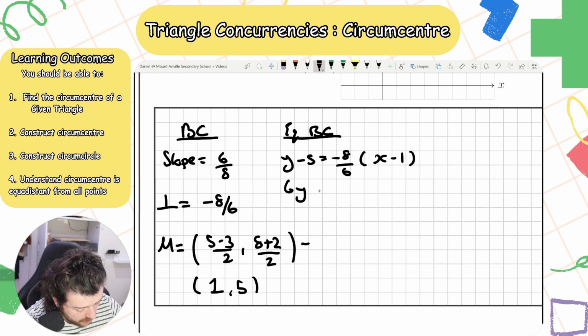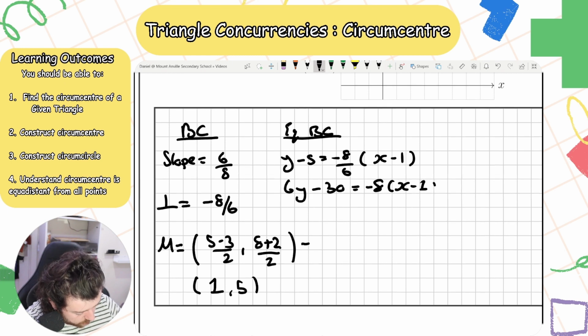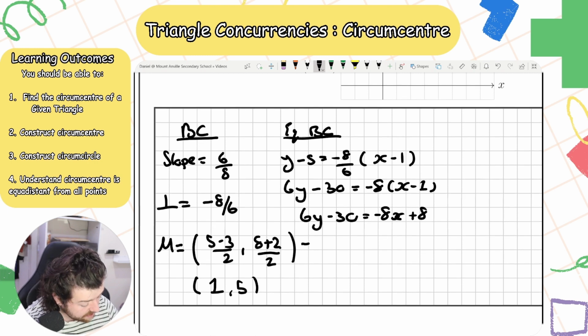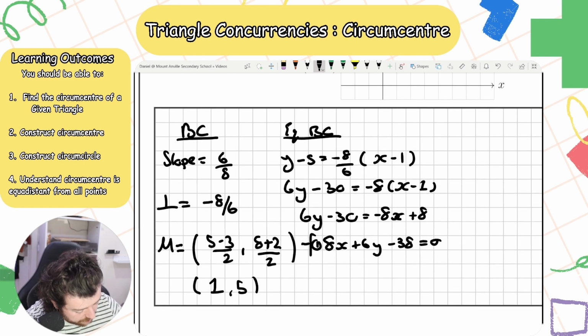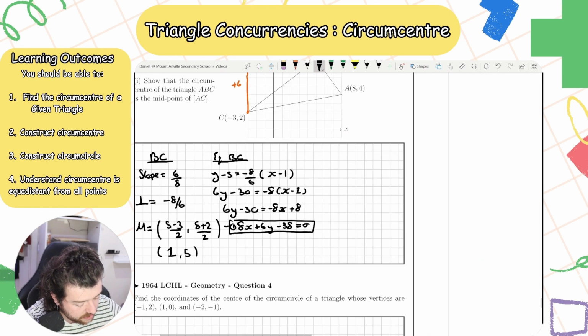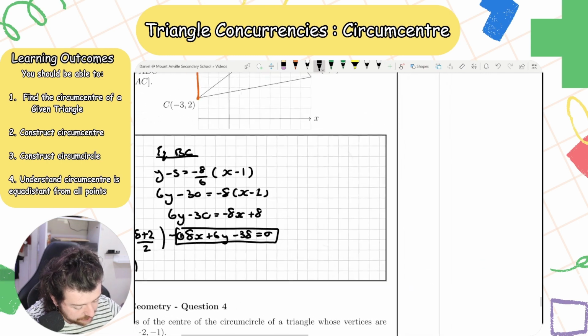So I'm going to have 6y minus 30 equals minus 8 times x minus 1. 6y minus 30 equals minus 8x plus 8. Bring everything over to one side: 8x plus 6y minus 38 equals 0. That is my first equation there. That's the equation for BC.